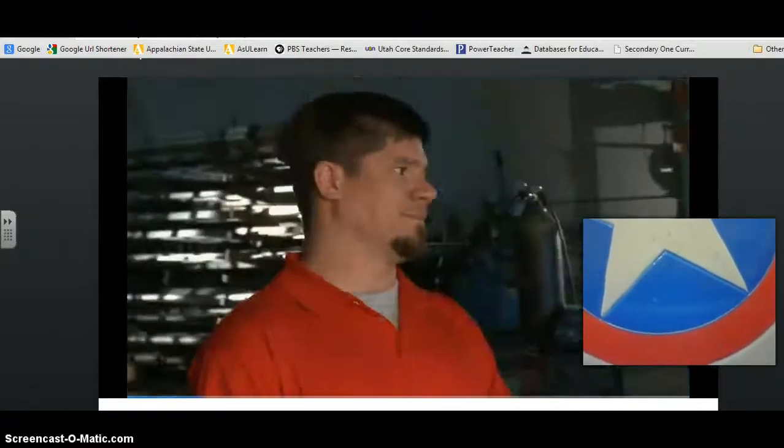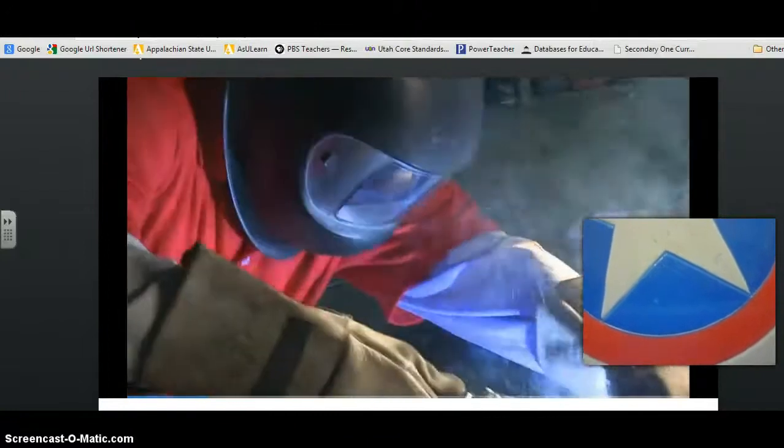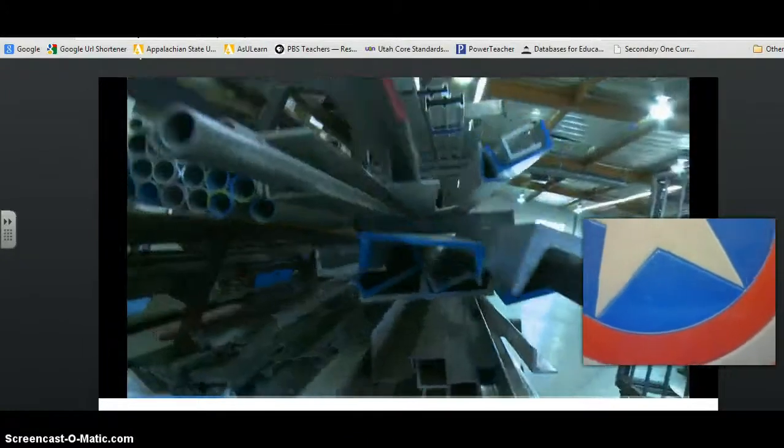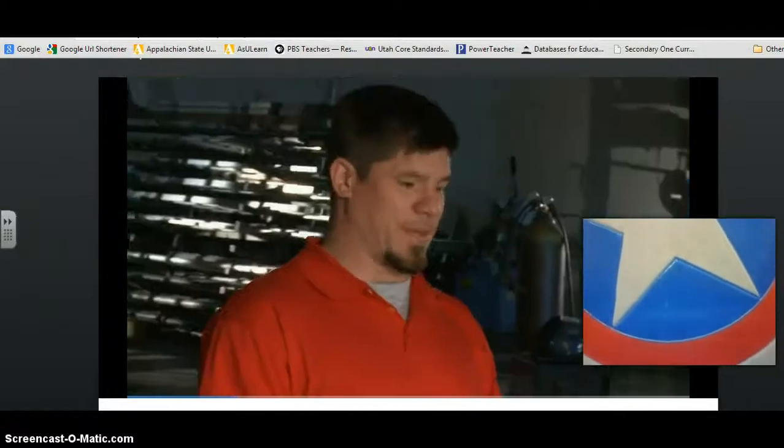That's where George comes in, the owner of the factory. He's used to dealing with all sorts of heavy metals. What's going on, George? How you doing, Morgan? Good. So what kind of metals does your factory produce? We do a little bit of everything, from aluminum to steel. Depends on what you want, we'll build it.